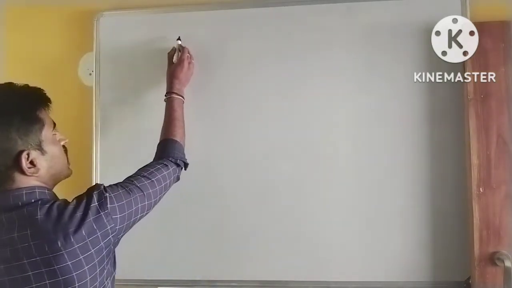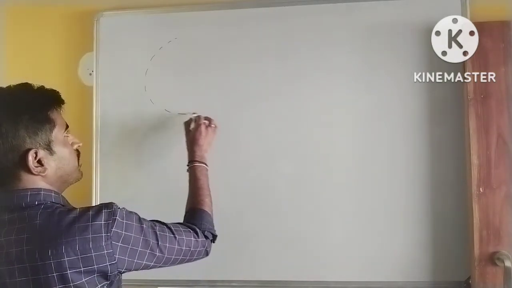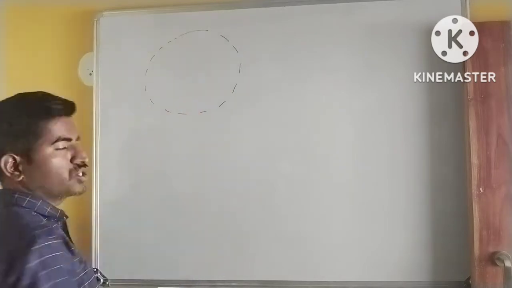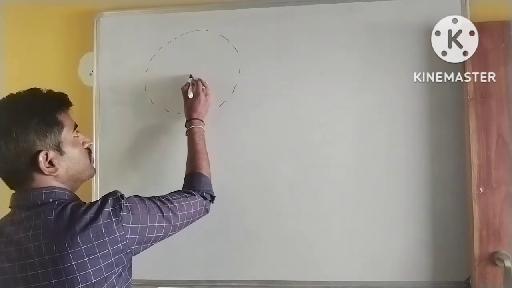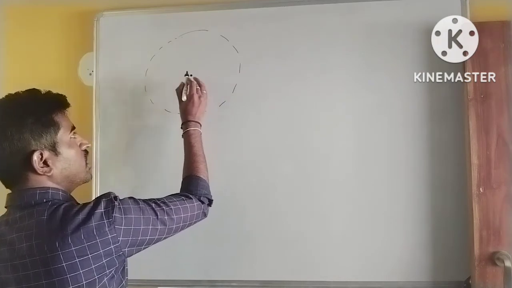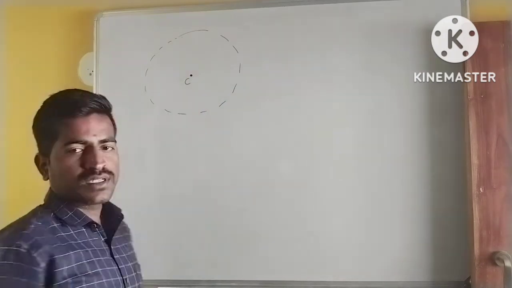In class 9 we have studied the definition of a circle, that is, the collection of all the points in a plane which are equidistant from a fixed point. What is that equidistance and what is the fixed point? It is a collection of all the points in a plane which are equidistant from the fixed point. The fixed point is called the center of a given circle.